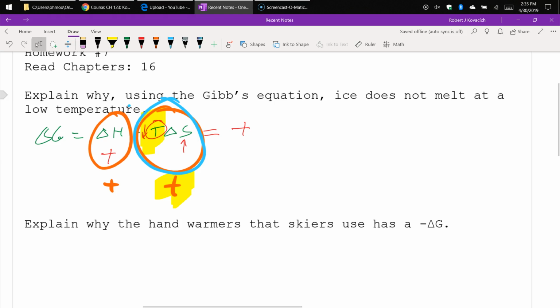And the change in S is the entropy, right? Correct. If it was a larger value, then it would be able to overcome the positiveness of the delta H and still be negative, but it's not in this case.